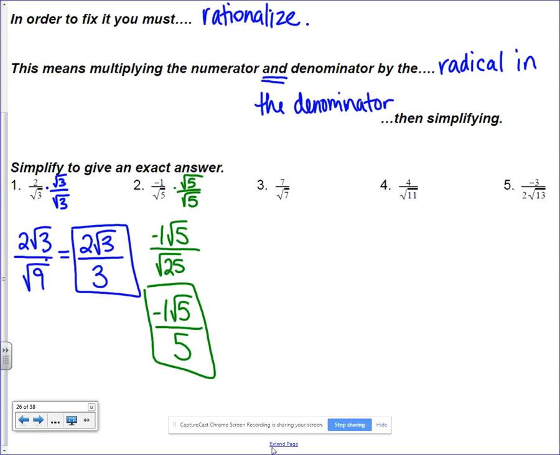All right, number 3. What's the problem with number 3? Where is the radical? Denominator. So what do I have to multiply by? Radical 7 over radical 7, top and bottom. You guys remember how we did equations? Whatever we did to one side, we had to do the other? Same idea here. Whatever you do to the top, you've got to do to the bottom.